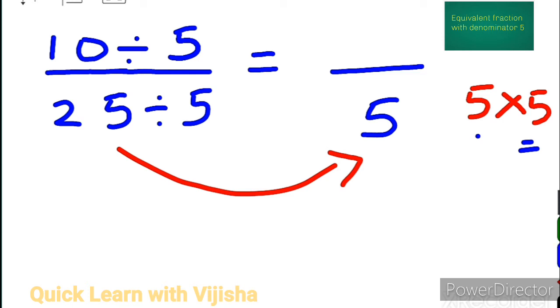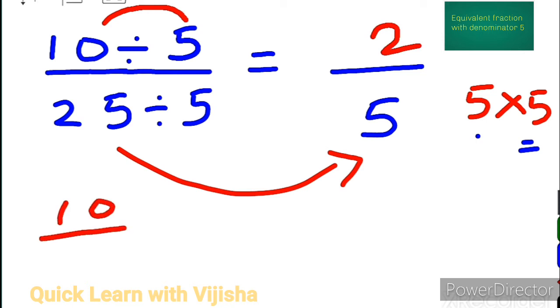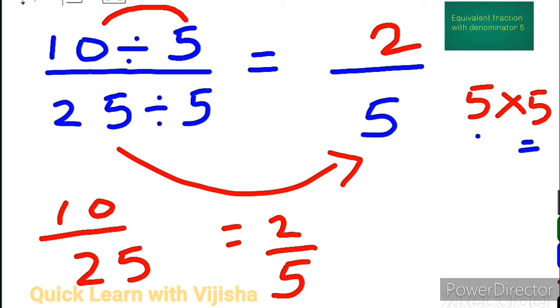Understanding children? So here 5 and 10. 5 2s will become 10. So for 10 upon 25, your answer is 2 upon 5. Hope you are understanding these concepts, children.